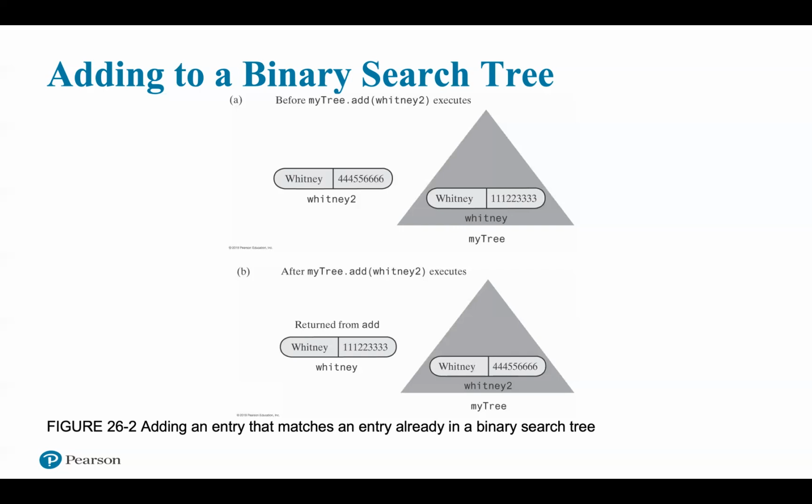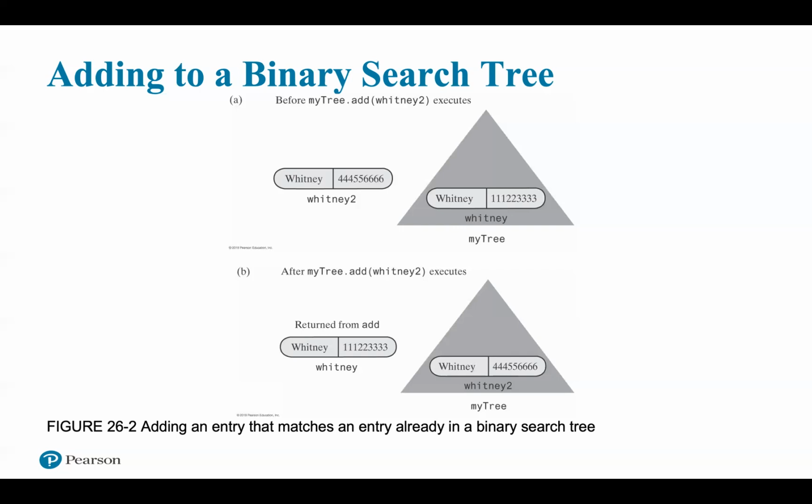Since Whitney and Whitney 2 have the same names, they are equal. That is, the expression Whitney compared to Whitney 2 is 0. Therefore, the add method will not simply add Whitney 2 to the tree. Instead, it replaces Whitney with Whitney 2 and returns Whitney, the original object in the tree, as figure 26.2 illustrates.